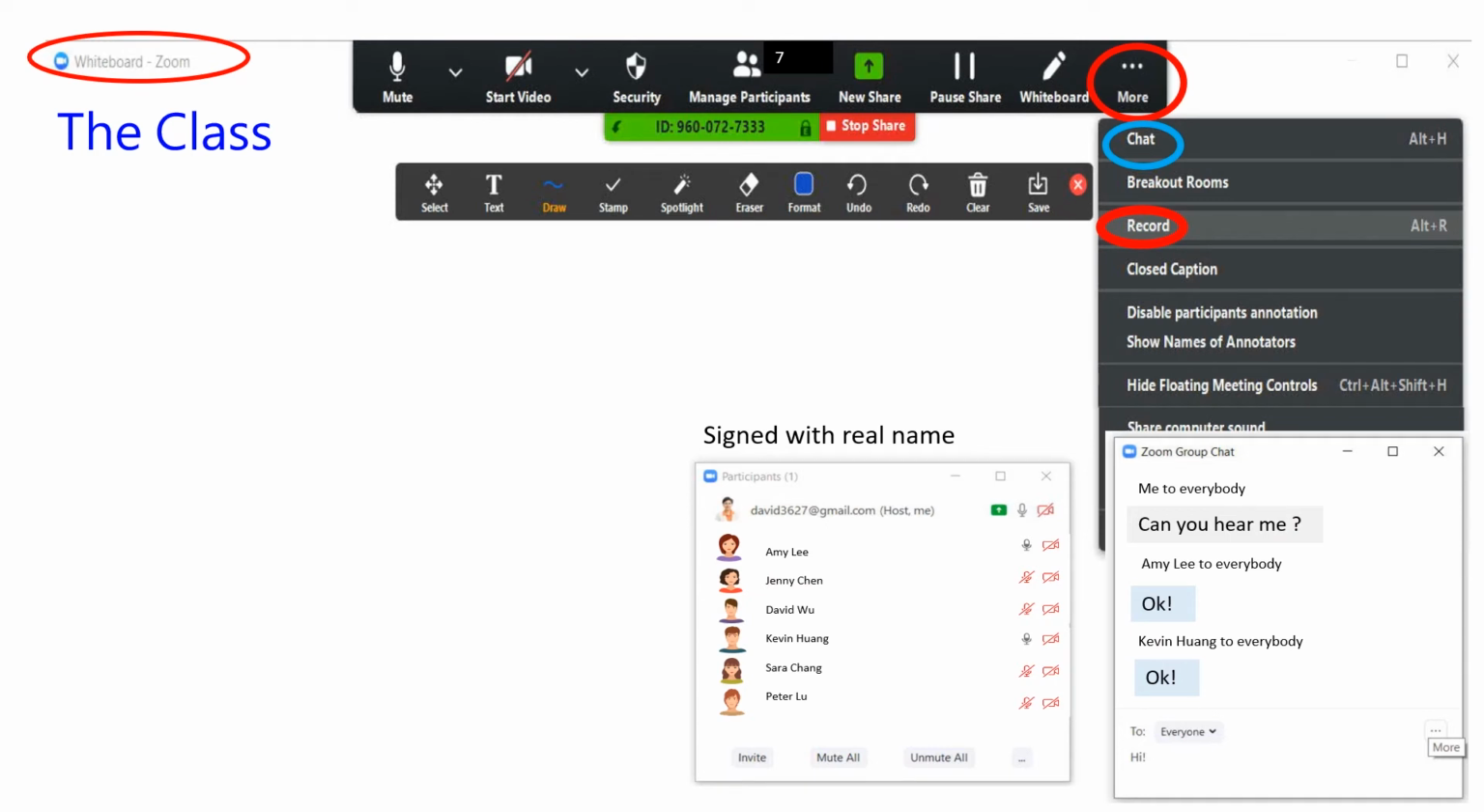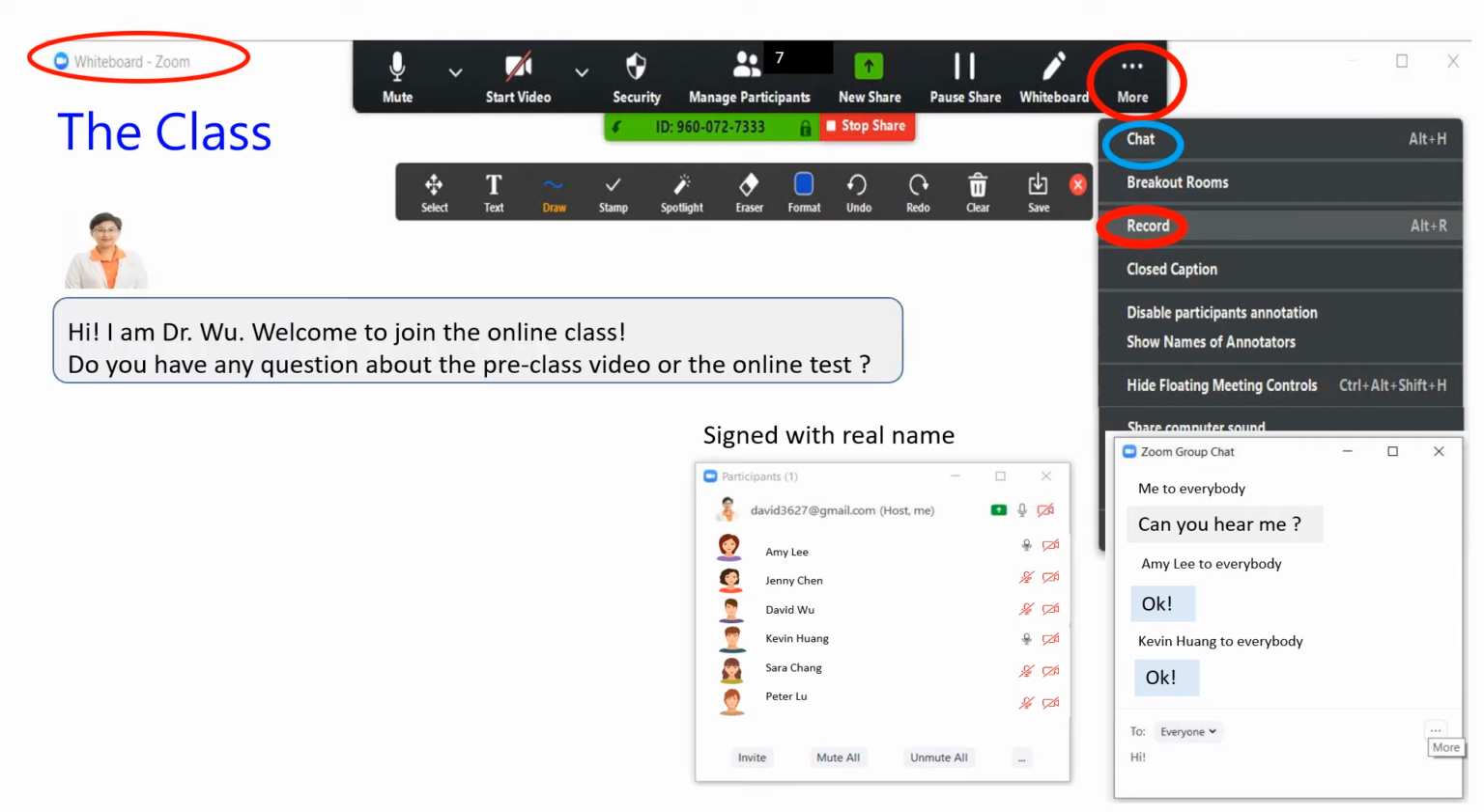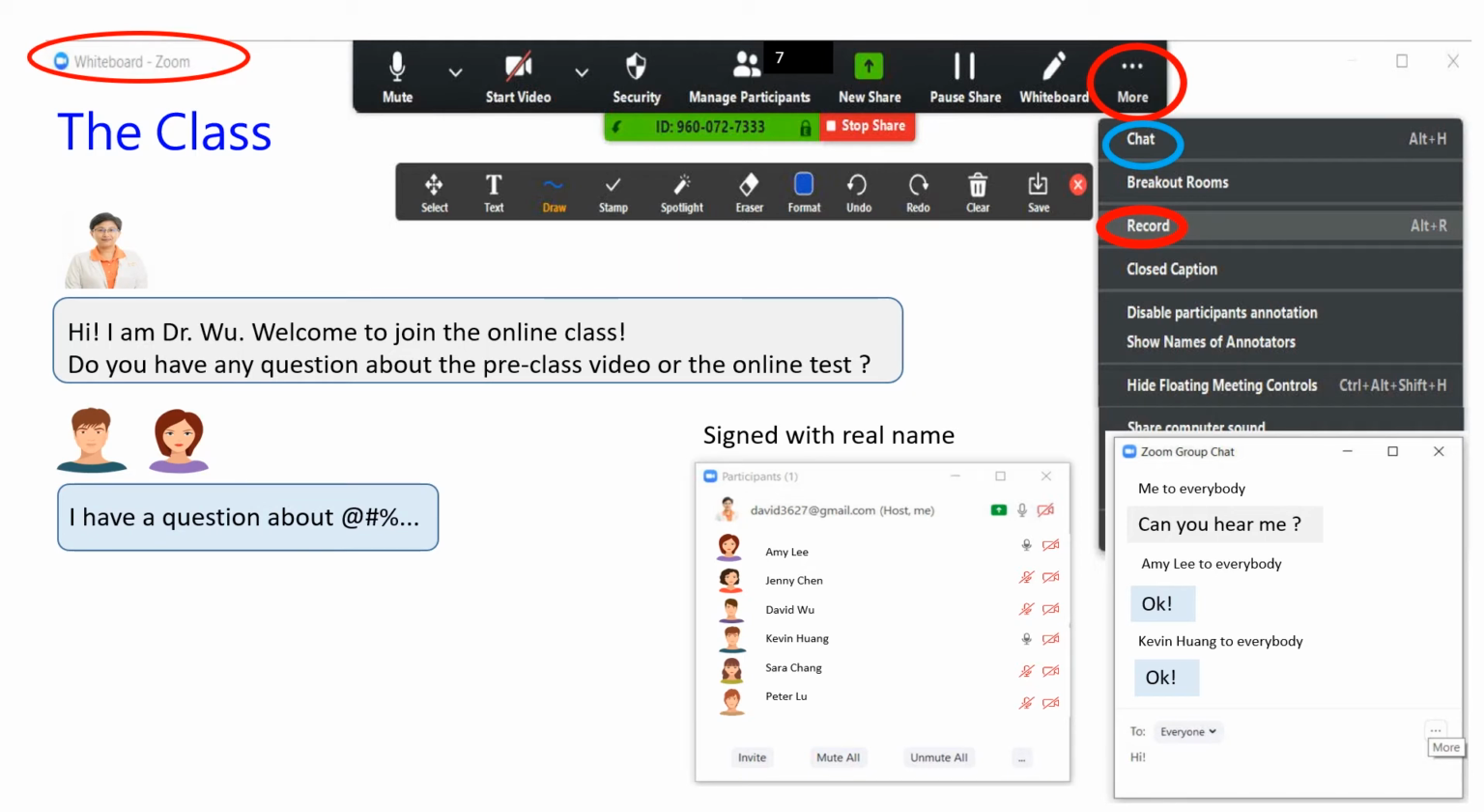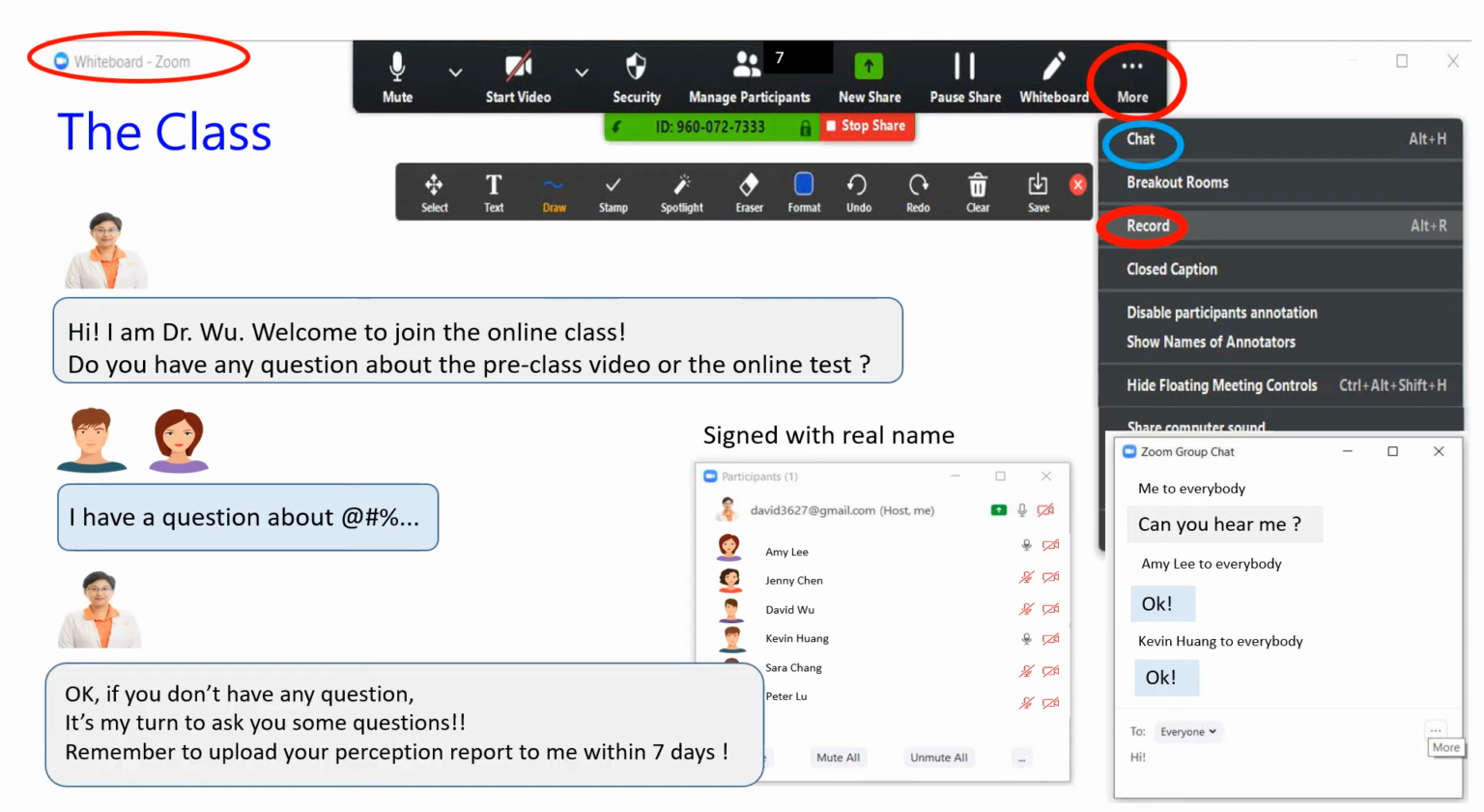At the beginning of the online class, I asked the students to sign in with real names. And I asked them if they had any questions about the pre-class learning. After solving their problems, I would start a quick answer race to test their learning outcome individually. Before ending, I would remind them to upload a perception report of this online flipped class.